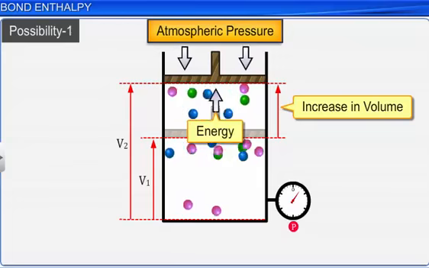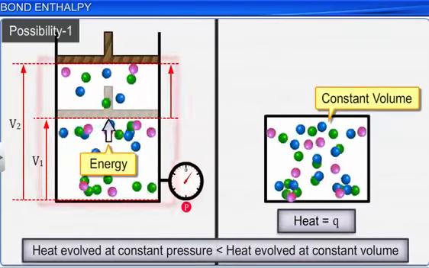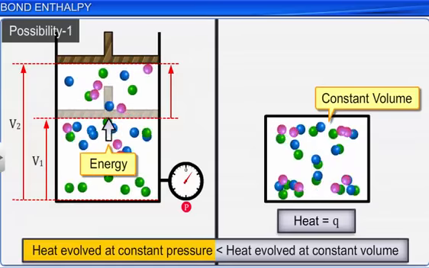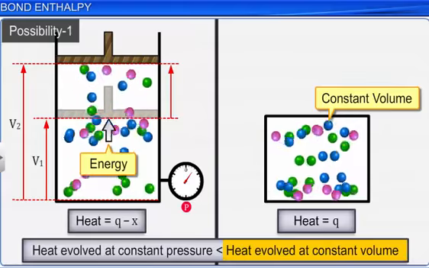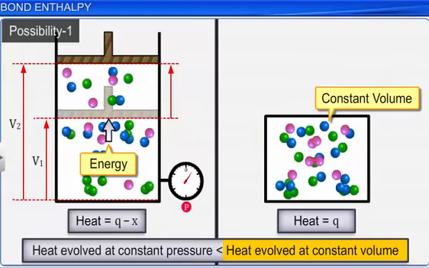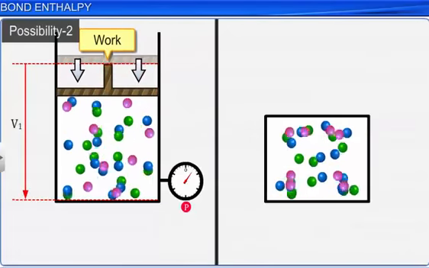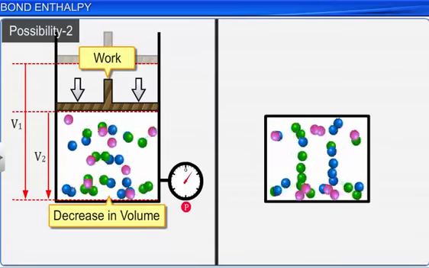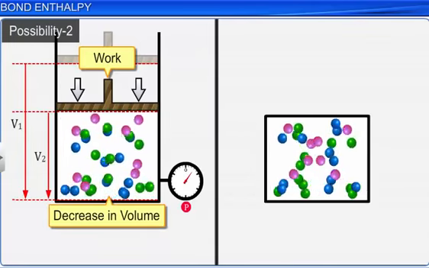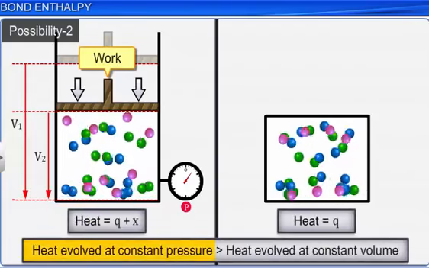As some of the energy has to be utilized for this purpose, the heat evolved in this case would be a little less than the heat evolved at constant volume conditions. The other possibility is that if the reaction is carried out with decrease in volume at constant pressure, then the work is done on the system and heat evolved would be greater than the heat evolved at constant volume.